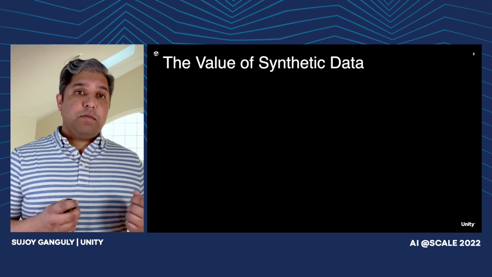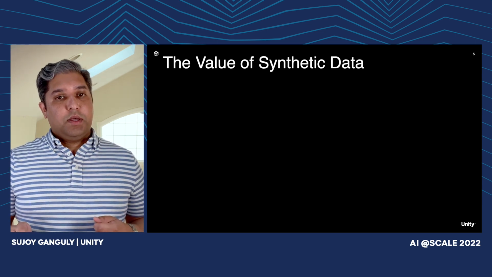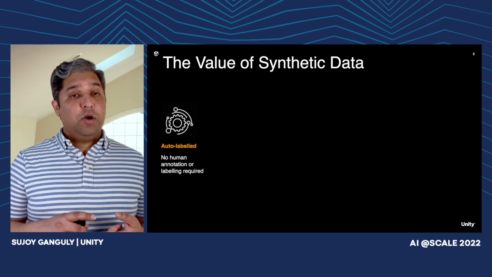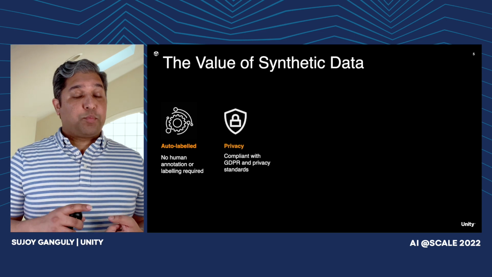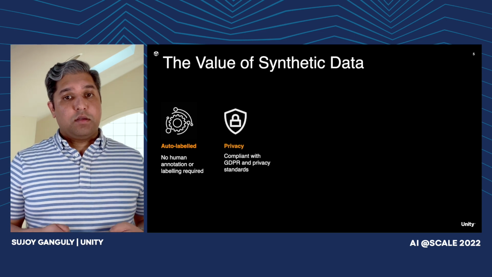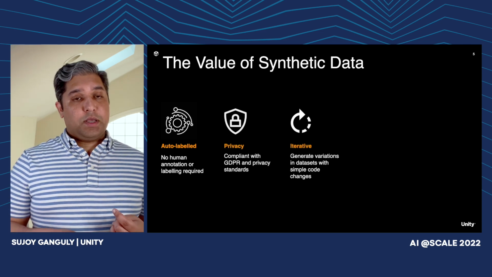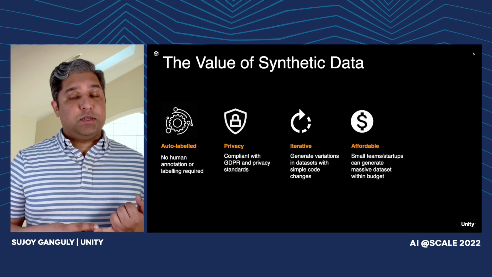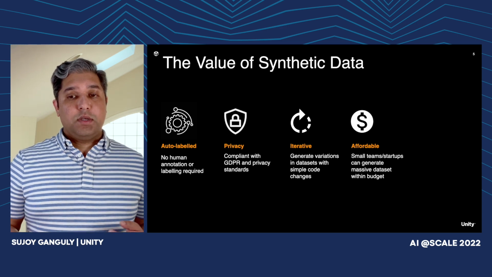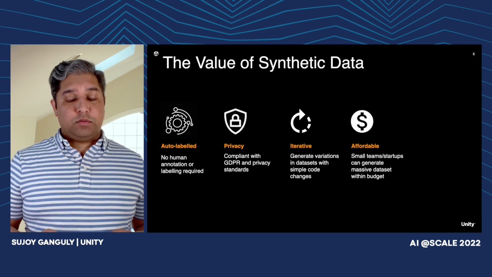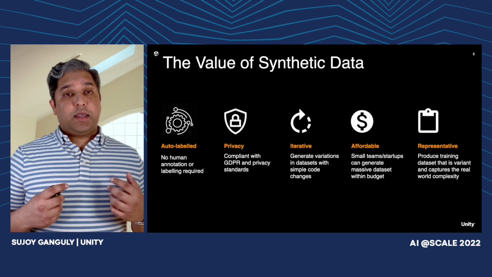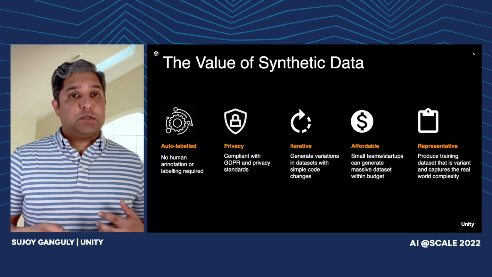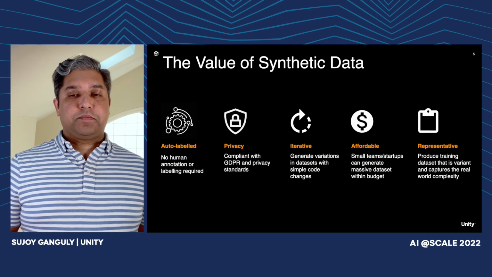Synthetic data can be an answer to this problem. Synthetic data is automatically labeled, so there's no human annotation or labeling required. It is privacy compliant because it is synthetic. It is iterative because it's programmatic. It is affordable because it just simply takes content and environments and not large-scale operational teams. And it can be representative because you have control over the distributions of data that's being generated.